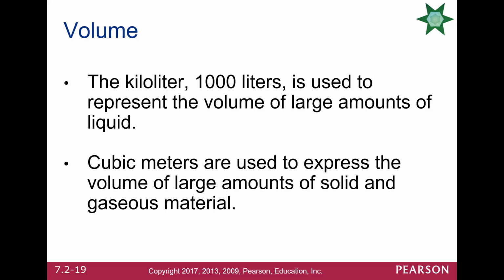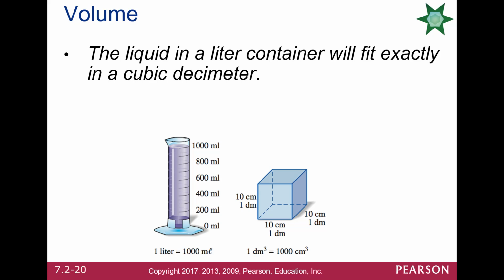You could also use a cubic meter to express the volume in terms of a solid material. For example, you might hear someone say there were 1,000 cubic meters. If you have a liquid that fits exactly into a comparable solid container, you may hear something like this. 1 cubic centimeter is equal to 1 milliliter.